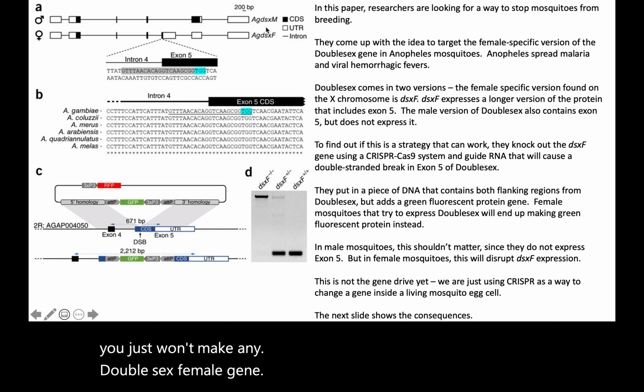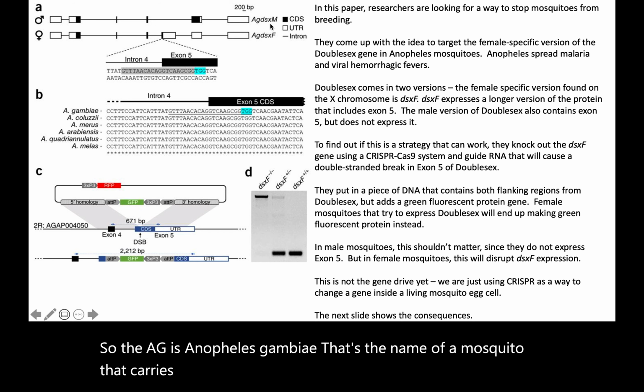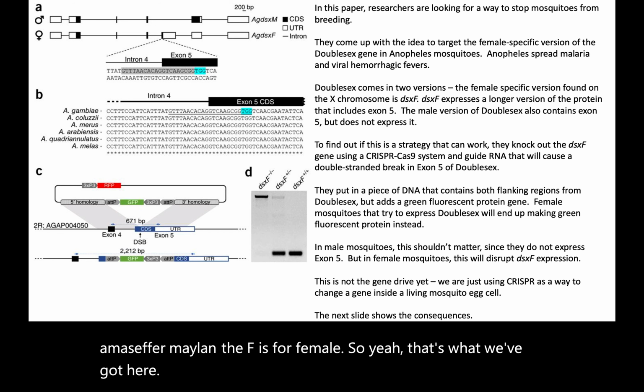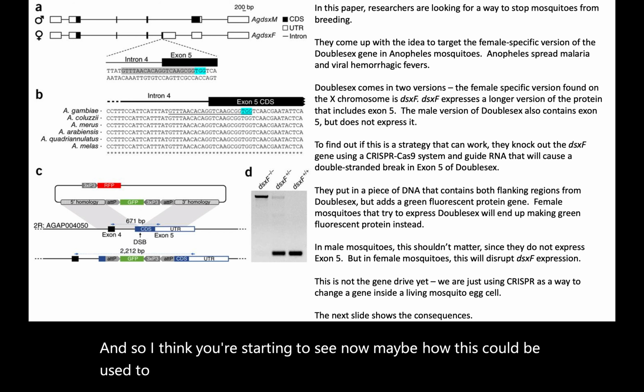So the AG is Anopheles gambiae. That's the name of a mosquito that carries malaria. And the DSX is the double sex, and the M is for male, and the F is for female. So, yeah, that's what we've got here. And so I think you're starting to see now, maybe, how this could be used to drive mosquitoes to extinction.